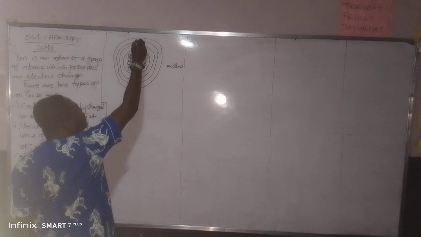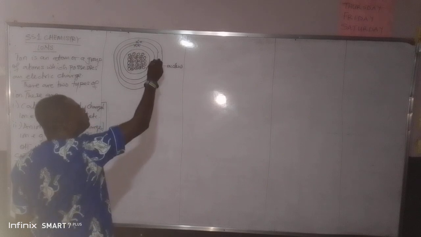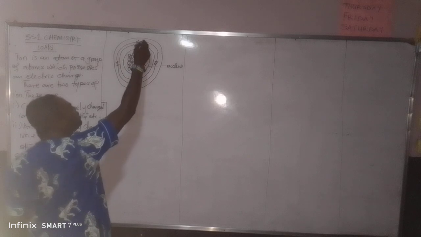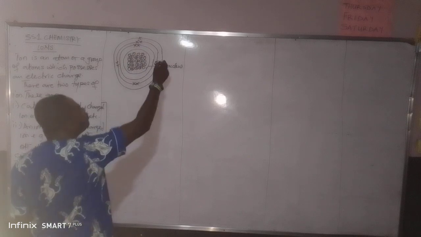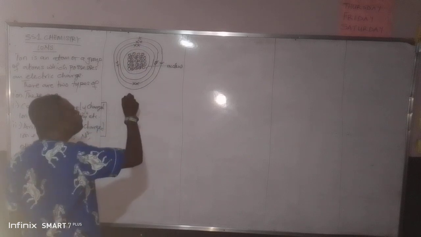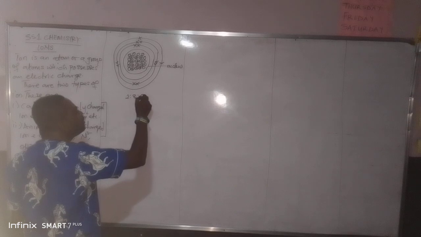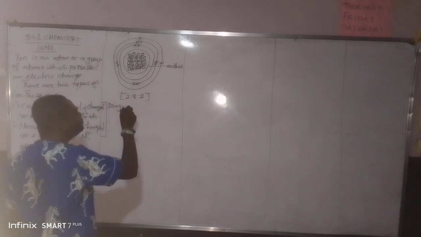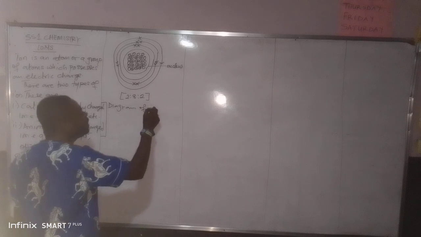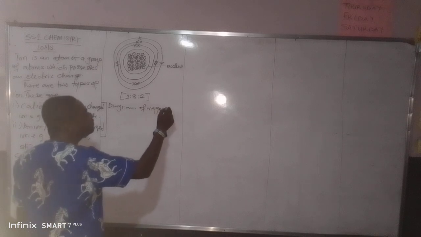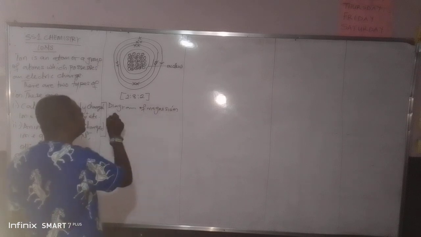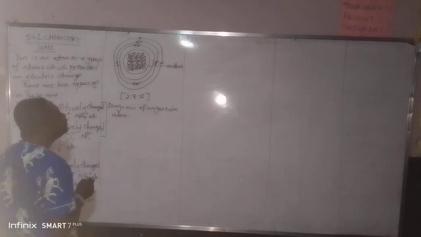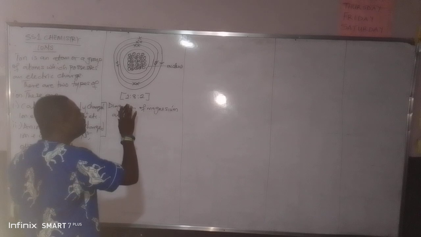So we have 2 in the first shell, 8 in the second, then 2. That is a 2, 8, 2 arrangement. We have done that in the last class. This is the diagram of the magnesium atom, the atom of magnesium.